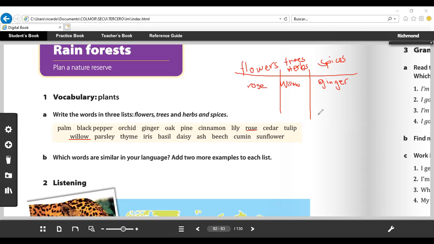This is something that you have to do. You have to go one by one and put them in the right column. This is going to be your homework. Oh, sorry. Homework.